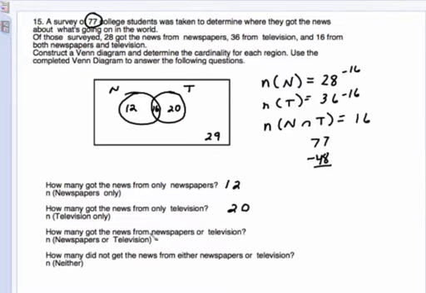How many got the news from newspapers or television? That would be adding up all of these circles, which is 48. And how many got the news from neither newspapers or television? That will be our 29 that is outside the circles.